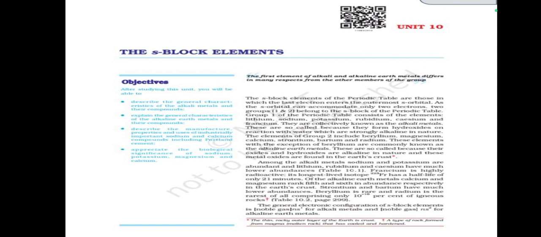The s-block elements. The first element of alkali and alkaline earth metals differs in many respects from the other members of the group.